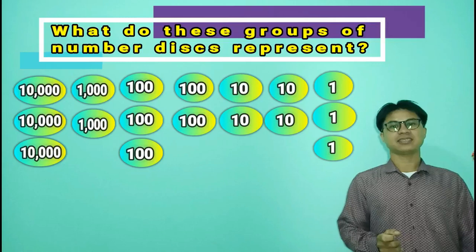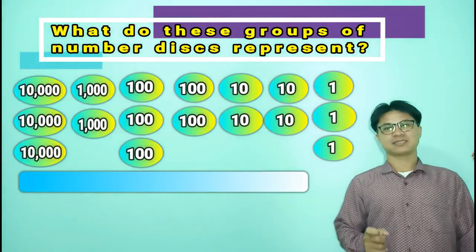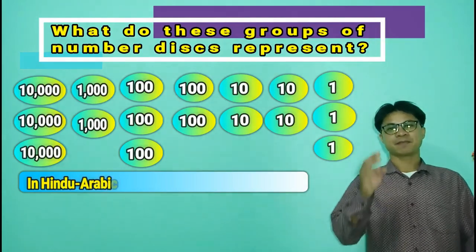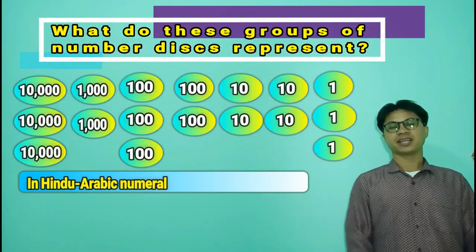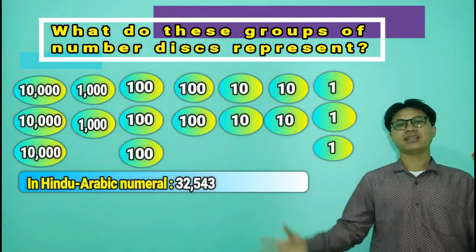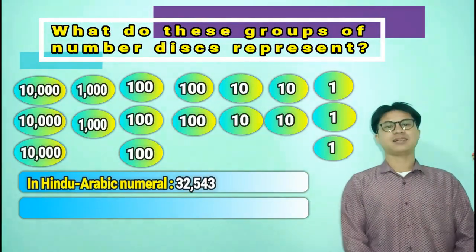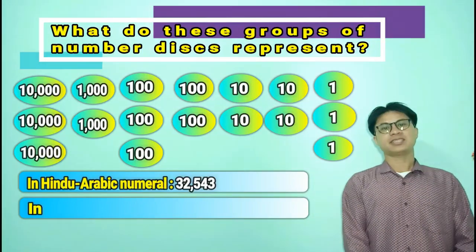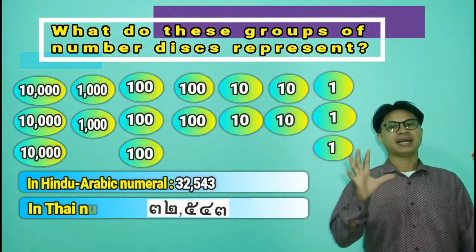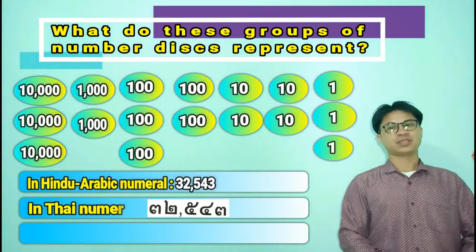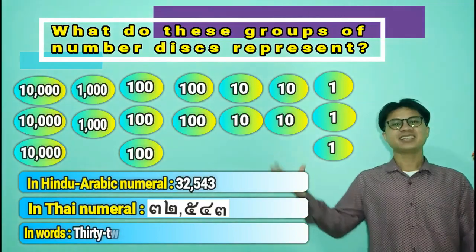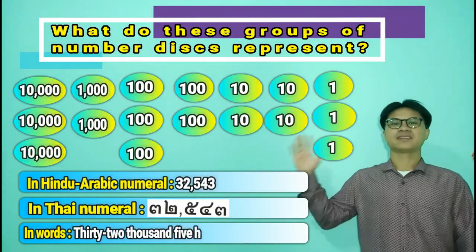Okay? How many tens? 1, 2, 3, 4, there are 4. How many ones? 1, 2, 3. So if you add this all together, we have the total of 32,543.